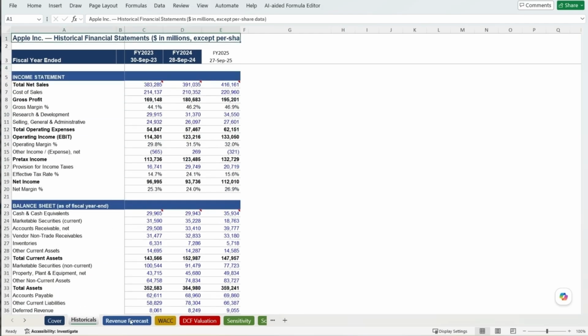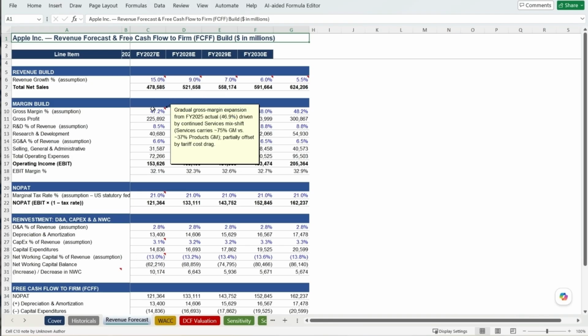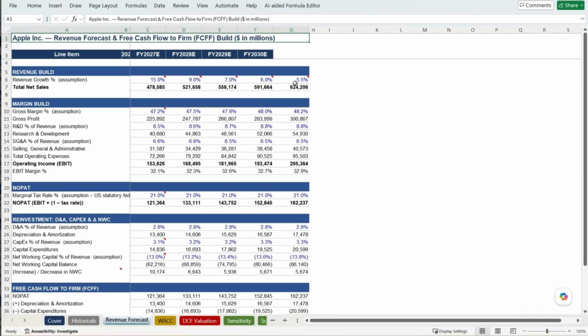Now let's look at the revenue forecast. So revenue forecast is 15% for 2027, which basically declines to 5.5% for the fifth year. And here we also have the justification of why revenue growth is 15% for 2026. So it says iPhone 17 upgrade super cycle, AI-led services acceleration, consistent with sell-side FY 2026 revenue growth estimates reported July 2026. So it also is taking into account the quarterly reported numbers.